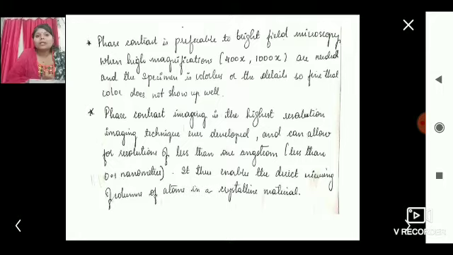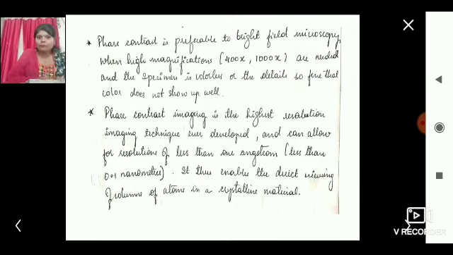So phase contrast is preferable to bright field microscopy when high magnifications like 400x or 1000x are needed and the specimen is colorless, or the details are so fine that the color does not show up well. In those conditions, we are going to utilize phase contrast, so that the light is minimized.